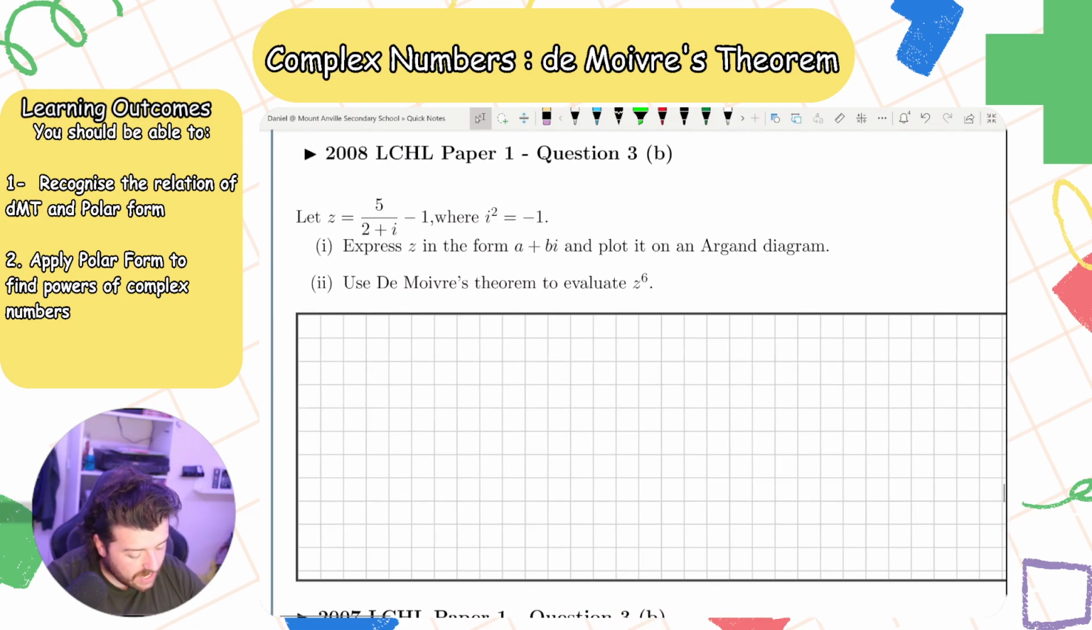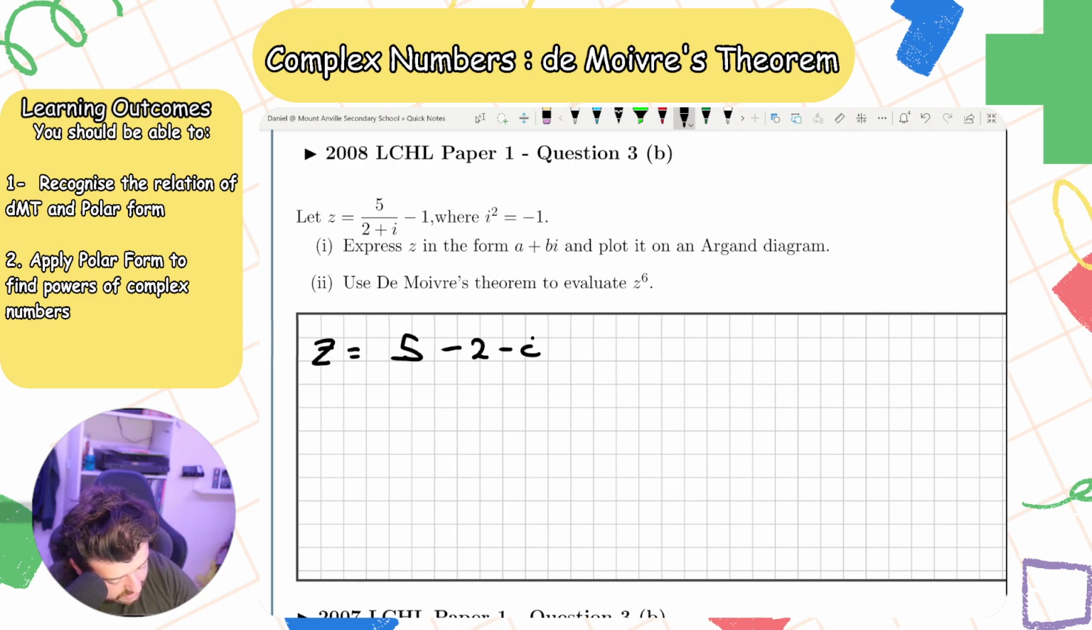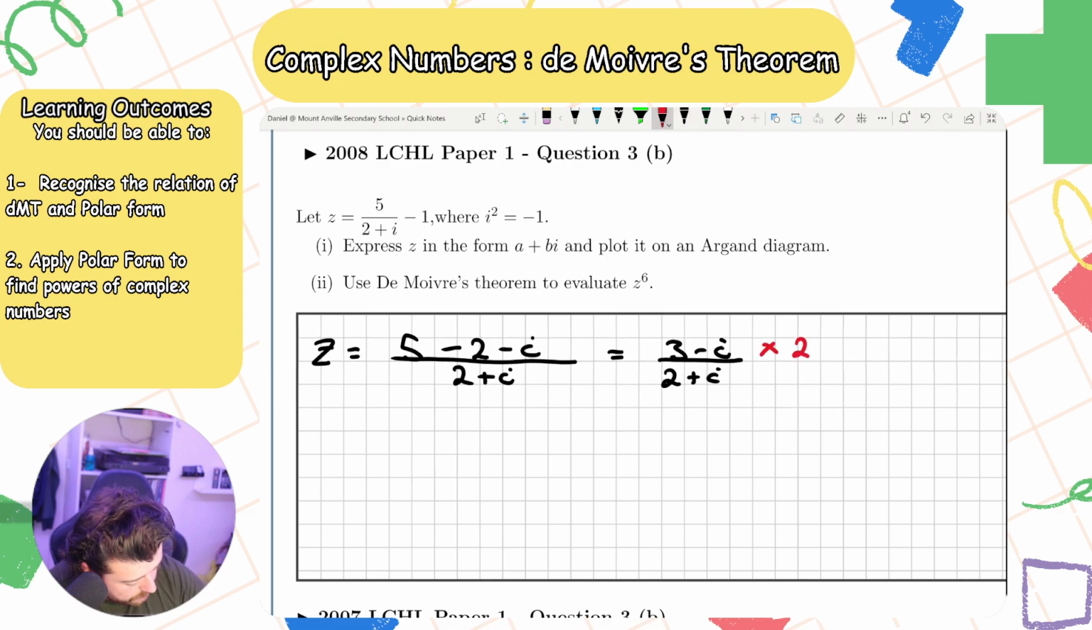So let z equal 5 over 2 plus i, minus 1. Express z in the form a plus bi and plot it on an Argand diagram, and then use the Moivre theorem to evaluate z to the power of 6. So this is going to be equal to 5 minus 2 minus i, all over 2 plus i. We have a minus 1 here, so that is going to be 3 minus i all over 2 plus i. Multiply the top and bottom by 2 minus i, the conjugate of my denominator.